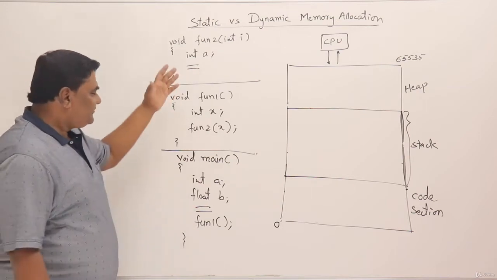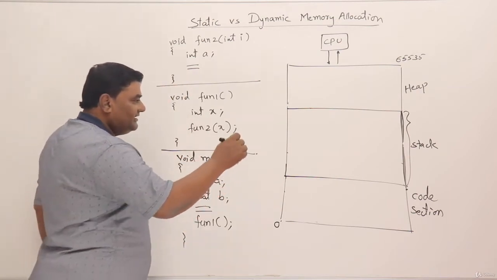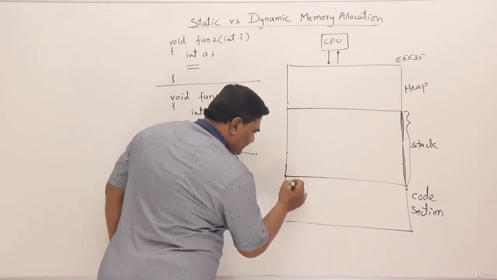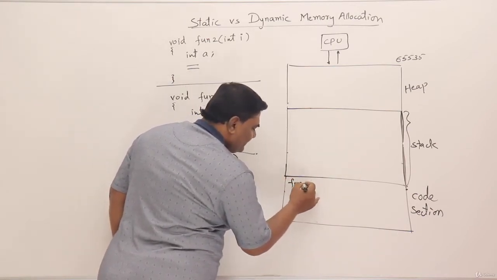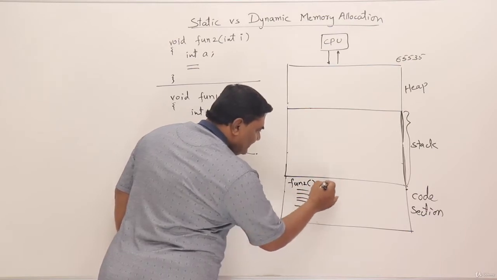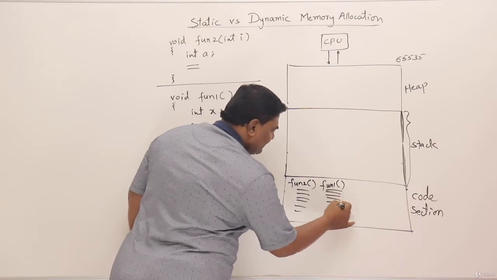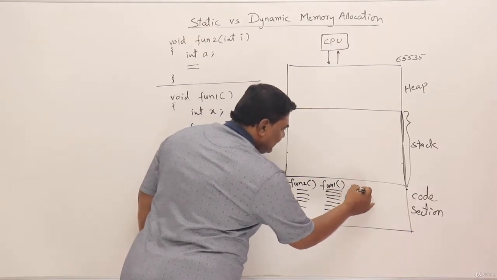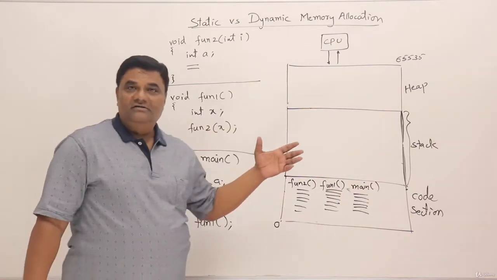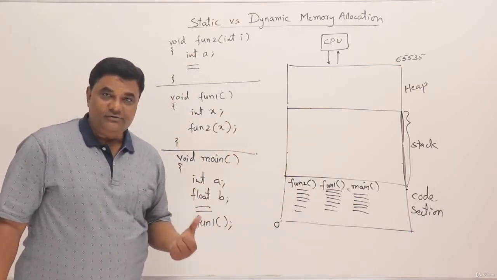First of all, when I want to run this program, the machine code of this program will be copied into the code section. So I will write it like this. Function 2, this is the machine code of function 2, and assume that this is for function 1, and then this is the main function. Now this is the machine code for this entire program. Now let us start executing.